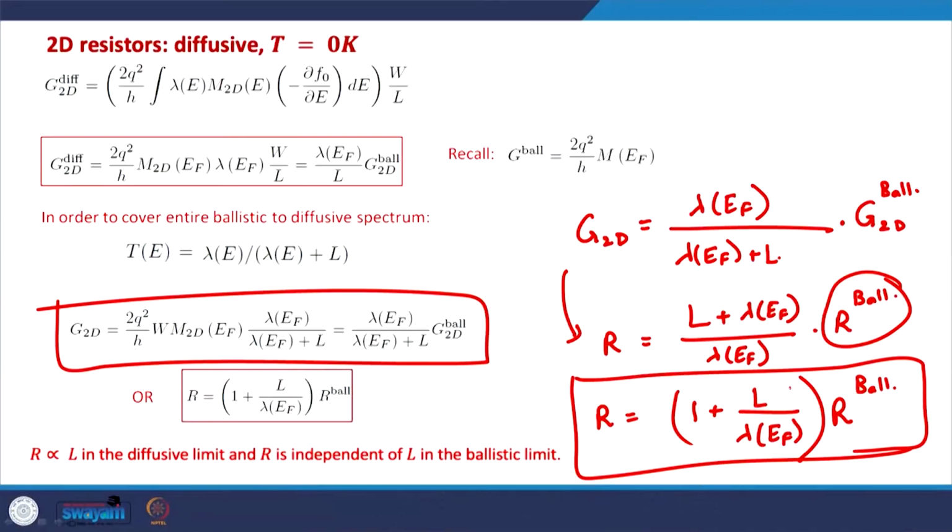As we go deep into the diffusive limit, as we make the conductor large enough, this term dominates and the resistance becomes directly proportional to the length of the conductor, as is the case in conventional transport theory with which we began our discussion.